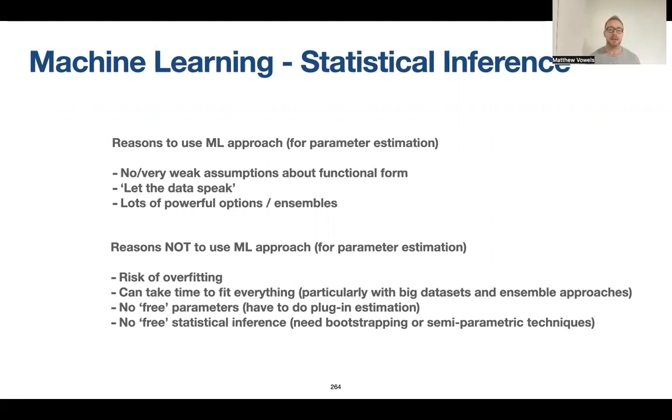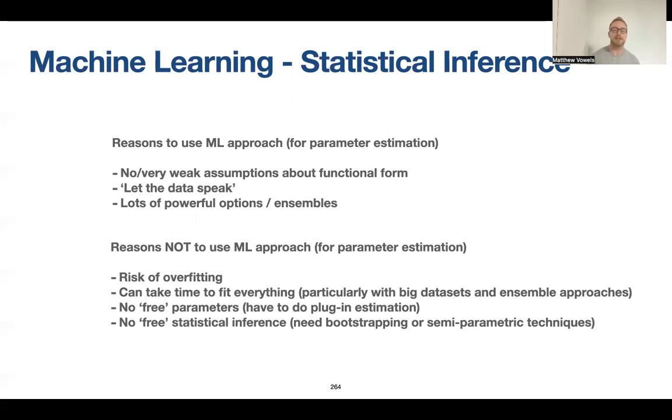It can also take time to fit everything, particularly with big data sets and ensembles. We've got data sets with lots of variables, lots of rows. We're using ensembles with lots of complicated techniques that take time to fit, and then maybe we're using leave one out cross validation, in which case we need to train n models as well, one for each of those folds. We also don't get any free parameters, so all we get is this complicated machine learning black box at the end of it, and we don't get our parameters coming out as part of the process.